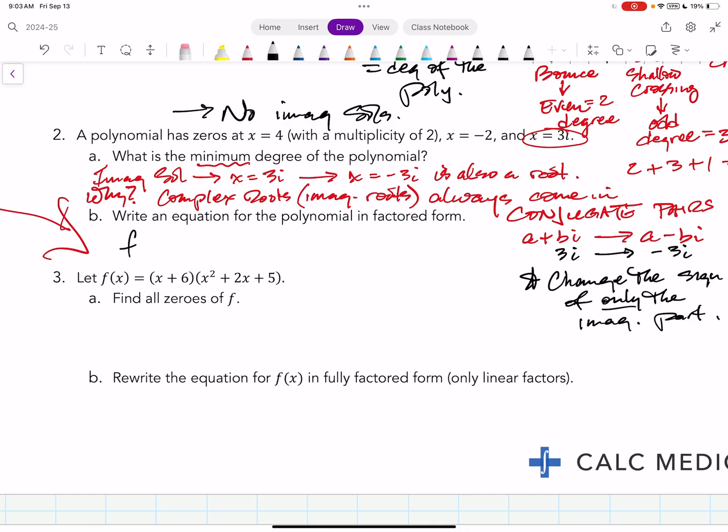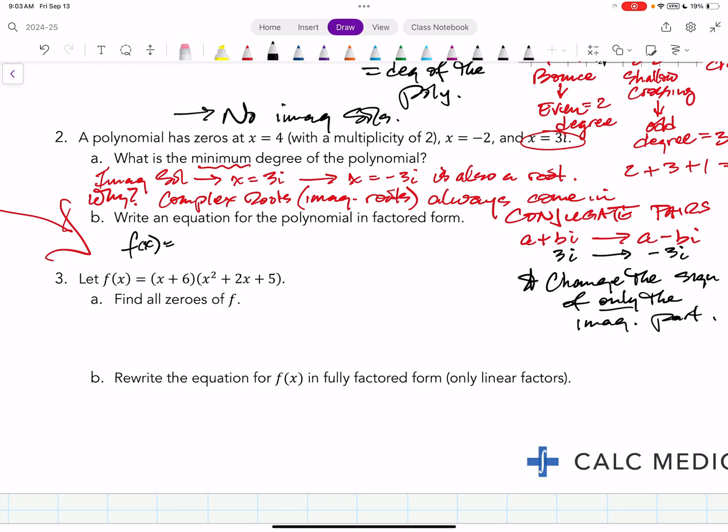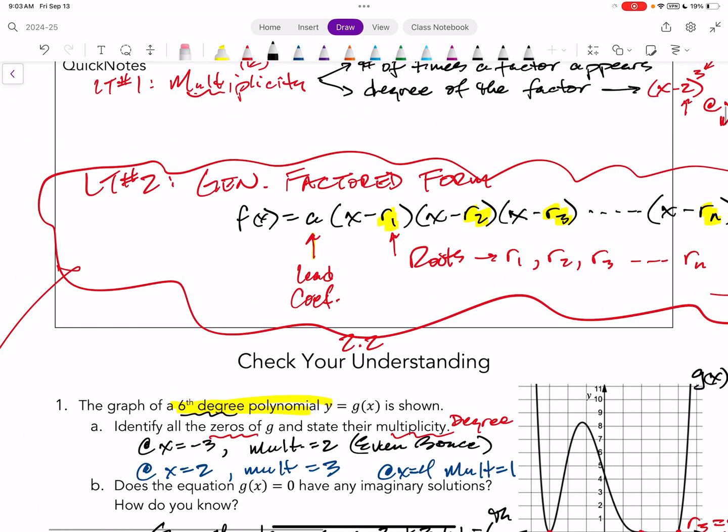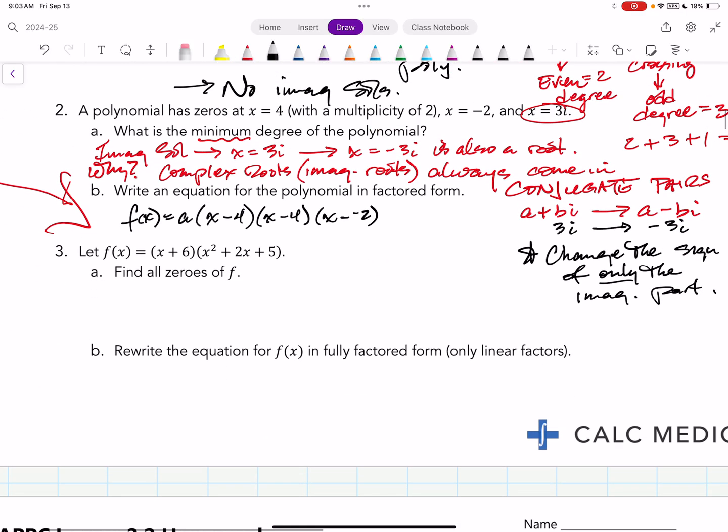So f of x is going to be equal to some lead coefficient a, times x minus 4. Now it says a multiplicity of 2, so times x minus 4 again. It's a double root. Times x minus a negative 2. You always subtract the root. If you look at the form, it says x minus r1 times x minus r2, etc. It's always a subtraction, and then you simplify the result when you're done. I'll simplify that when we're done. And then x minus 3i times x minus a negative 3i.